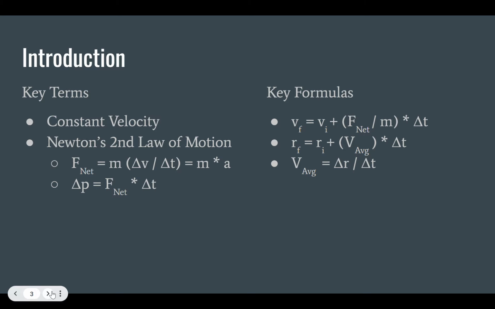Additionally, a few key formulas to be familiar with are the velocity update and the position update formulas. These two formulas, along with the formula for average velocity, help us determine the final velocity or position of an object at any given moment, which in this experiment is critical to determine whether or not the object truly has a constant velocity or not.